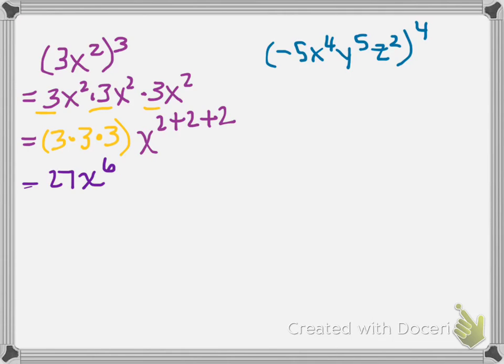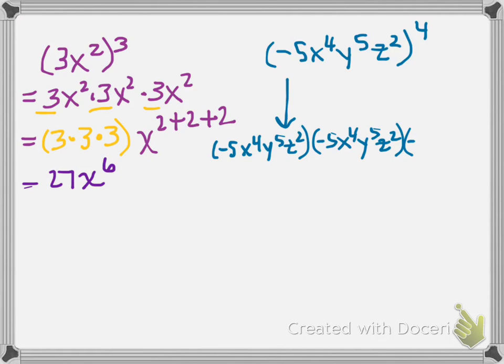4 times. Okay, so let me see if I can write it small. I'm going to scooch it down here. So let's see. We are going to have negative 5x to the fourth y to the fifth z squared, four times. I'm going to steal one right here. Oh, dear Lord. Okay. So from that, coefficients, what am I going to multiply?